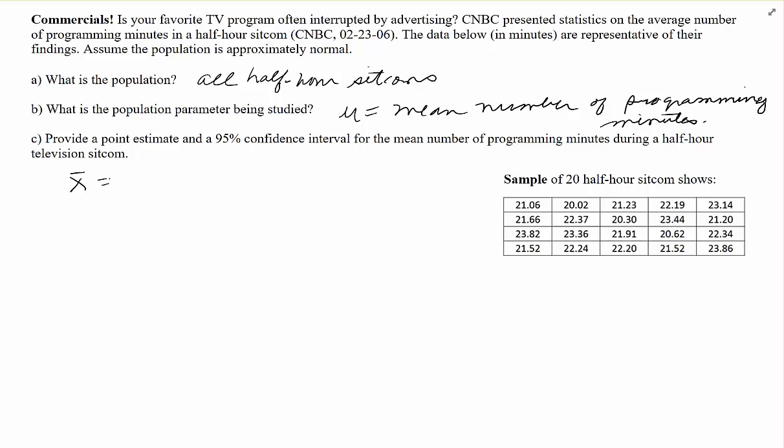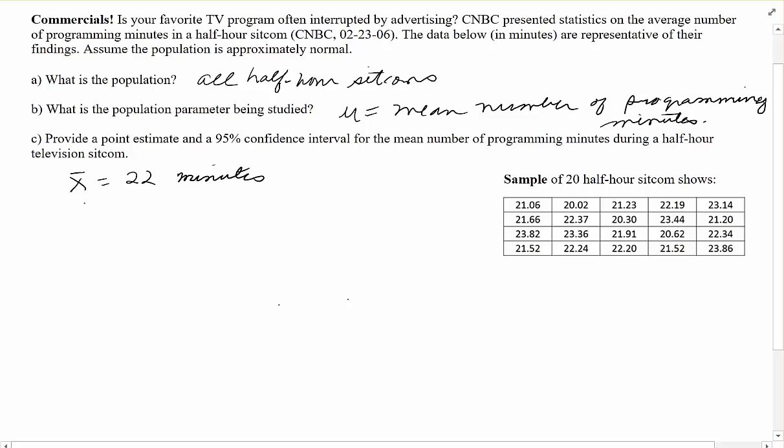Now this is a sample of half-hour sitcom shows. Not all of them, but just a sample. So my average taken from that sample is just going to be an estimate of the population average mu. I'll never know what mu is, but I can estimate it with the sample average. And calculating the average on that sample, my point estimate then for the mean number of programming minutes is 22 minutes.